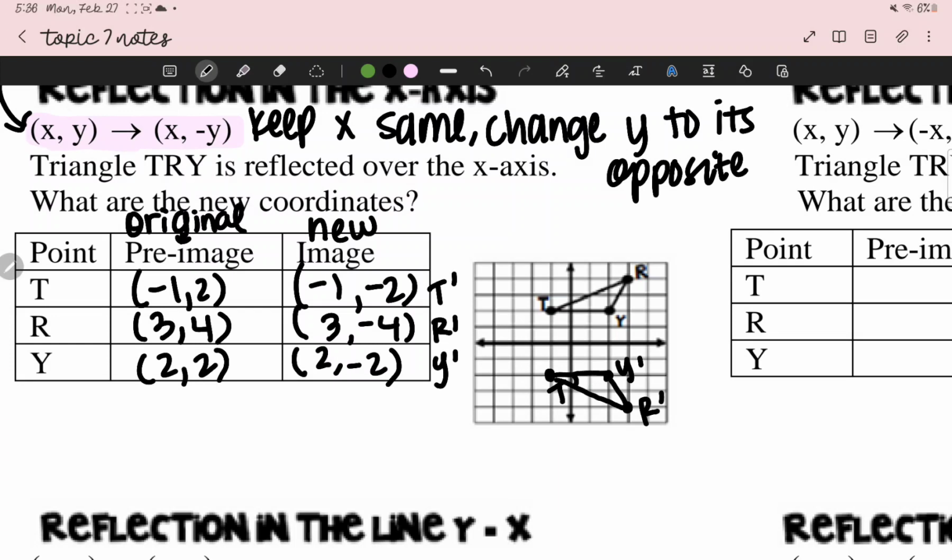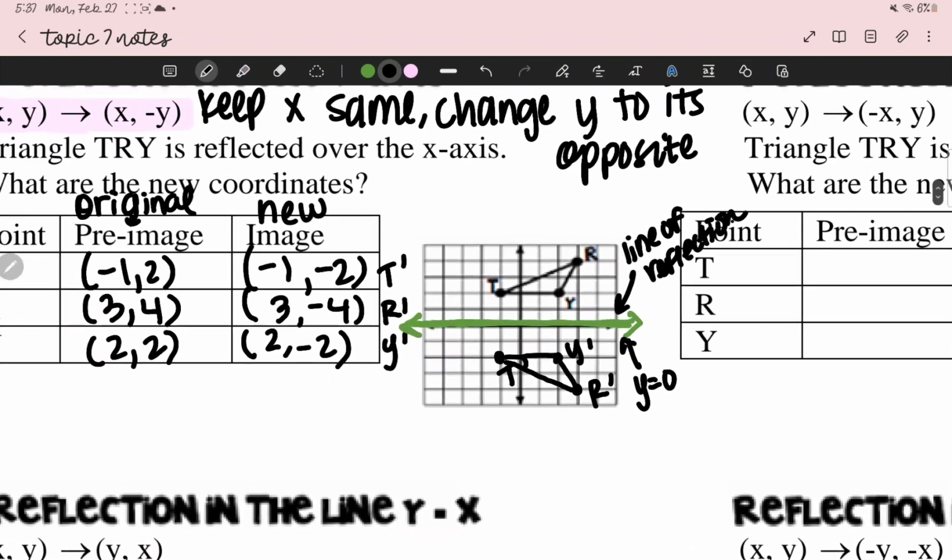And we have our reflection over the x-axis. It looks like that triangle at the top just went straight to the bottom. I just flipped it over that green line. So this is my line of reflection. And of course that line is the x-axis, which is also y equals 0.